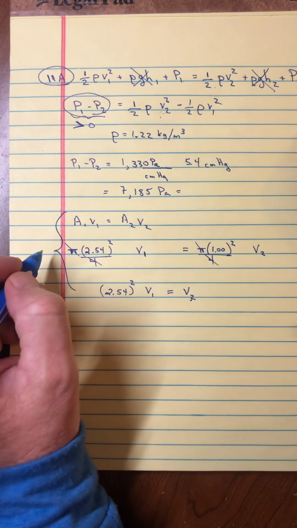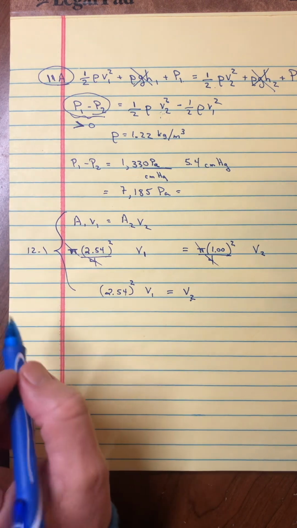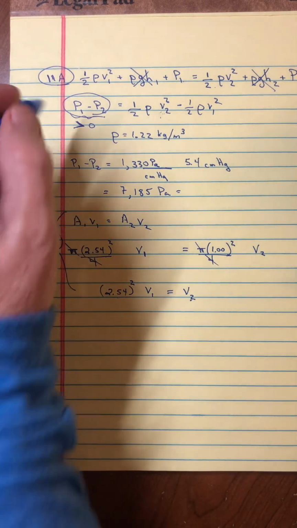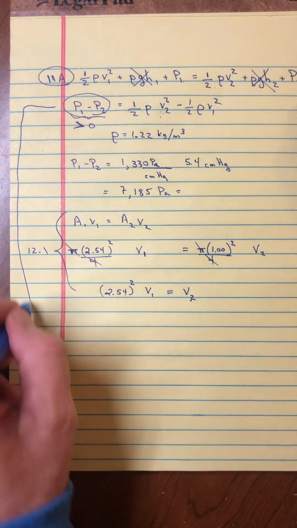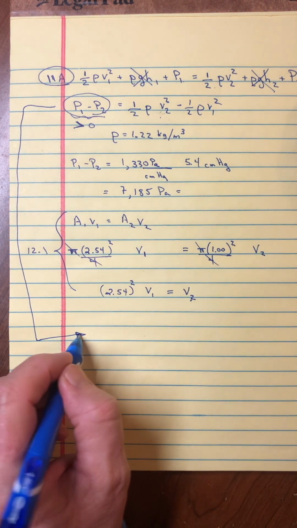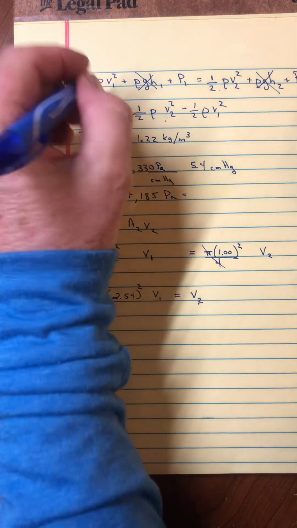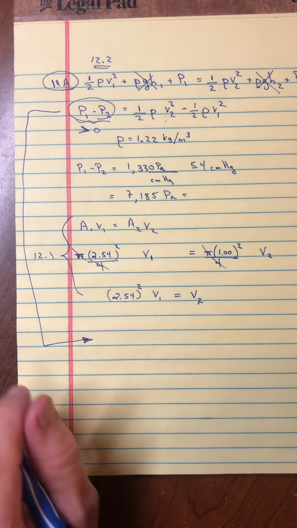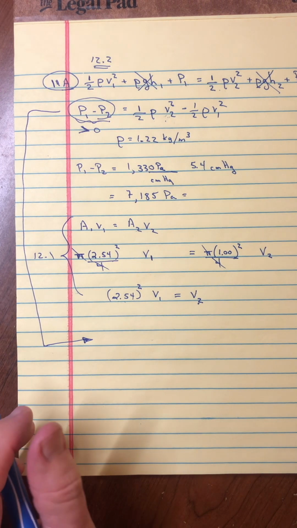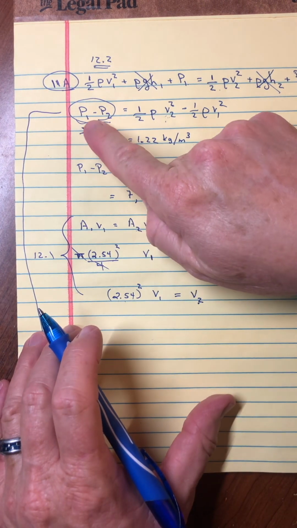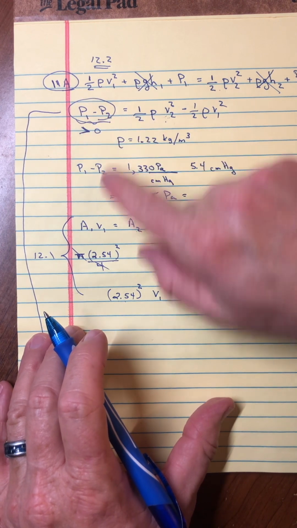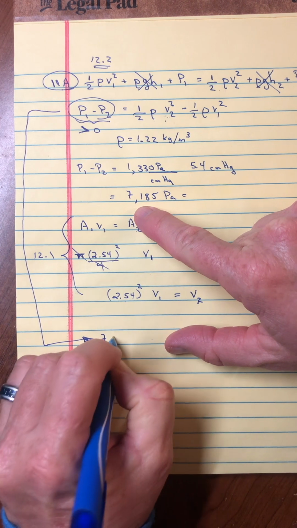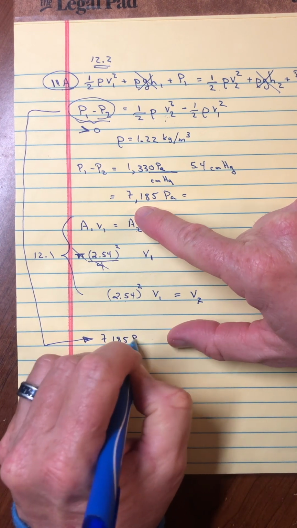This is our section 12.1. That's the hint to look at that, because I'm going to use that back in where we got started, which was section 12.2 for the Bernoulli effect here. Okay. And so let me put this all together. P1 minus P2. That was this thing. That was this 7,185 pascals.